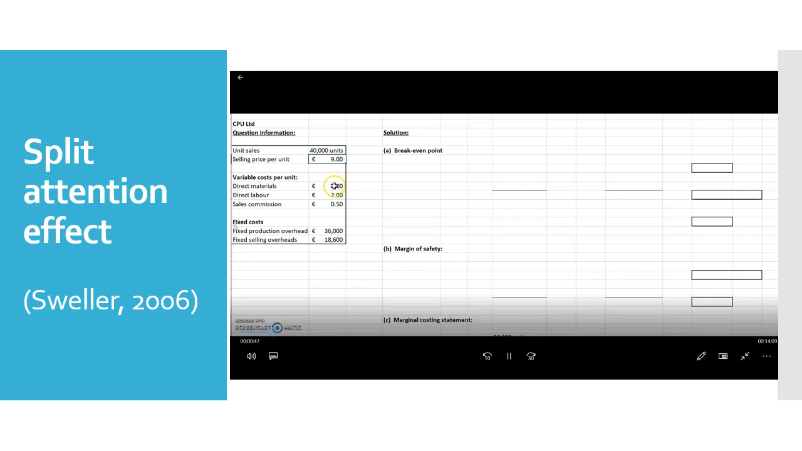So to avoid that, when I produce online videos, I generally try to put the question on the screen along with the solution. So you can see here I have a screenshot from a worked example video that I produced, and on the left hand side I have the question information summarized from the question itself, and on the right hand side of the screen I have the solution.